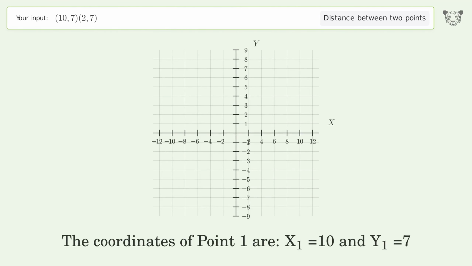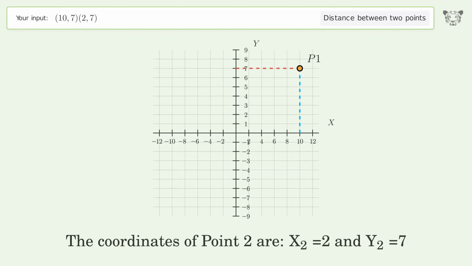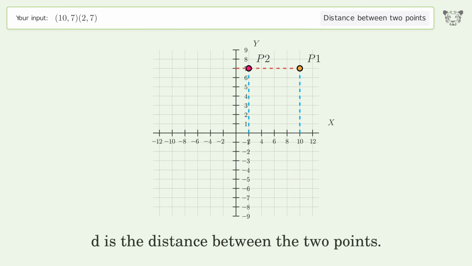The coordinates of point 1 are x1 equals 10 and y1 equals 7. The coordinates of point 2 are x2 equals 2 and y2 equals 7. D is the distance between the 2 points.